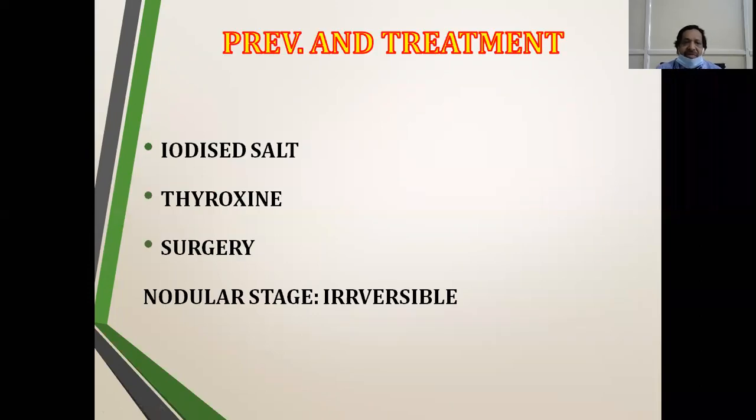Prevention and treatment: how to prevent these multinodular goiters? You take iodized salt. If there is a deficiency, we'll give thyroxine, T4. Nodular status is irreversible, so you go for surgery, because the nodular stage is irreversible.